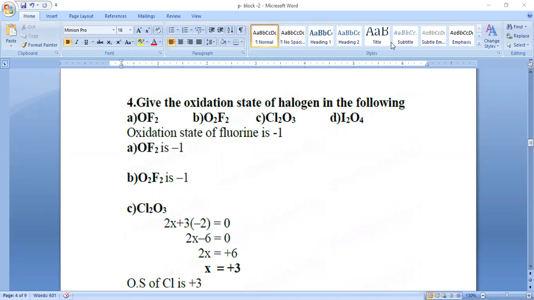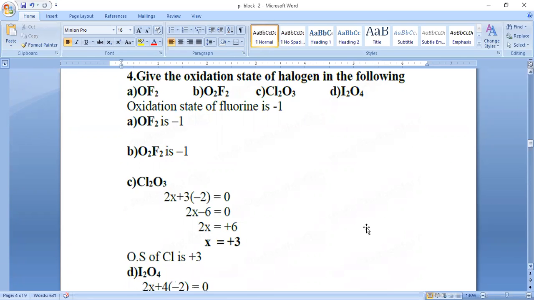Next, Cl2O3. How do we calculate that? We are going to calculate for chlorine, so we take that as X. Two chlorines are there, so we take 2X, plus 3 oxygens, so plus 3, and the oxidation number of oxygen is -2. So we put -2 here, equal to 0. So 2X, 2 into 3, is -6, equal to 0. The -6 moves to the other side and changes into +6. So X equals +3. So +3 is the oxidation state of chlorine in Cl2O3.